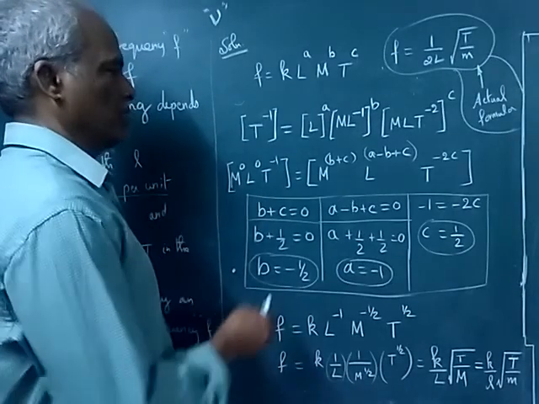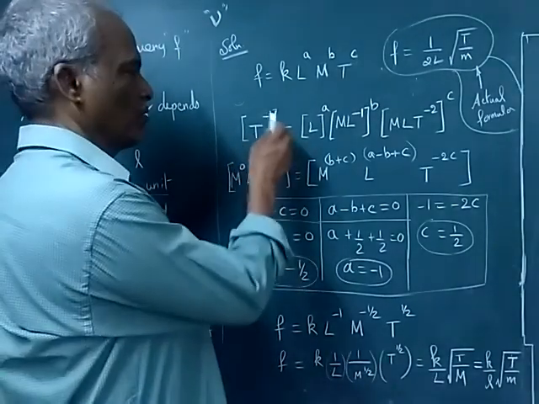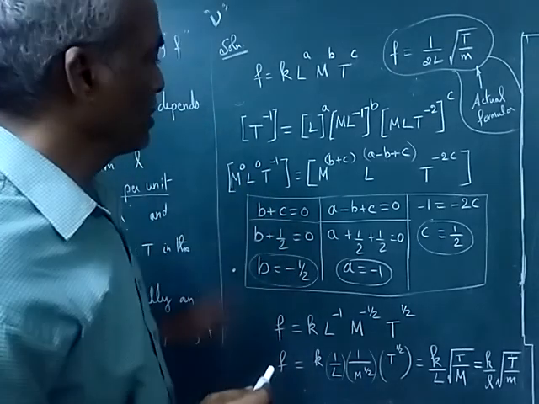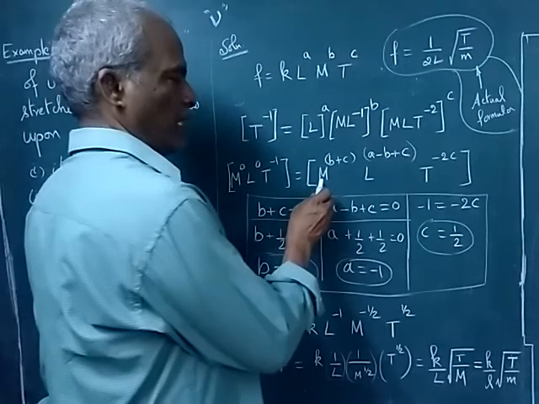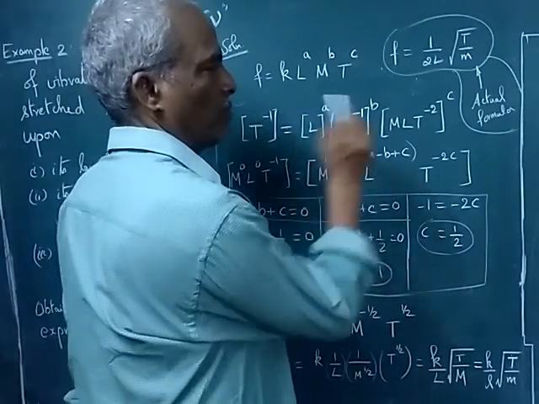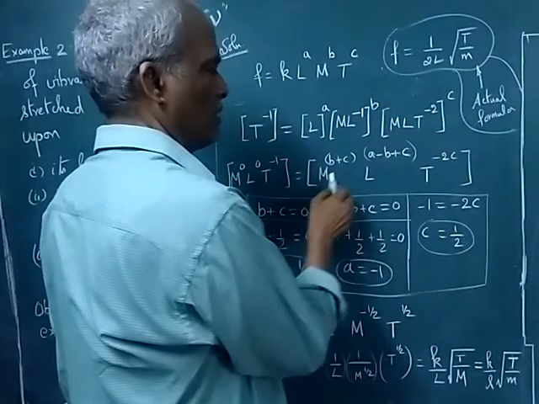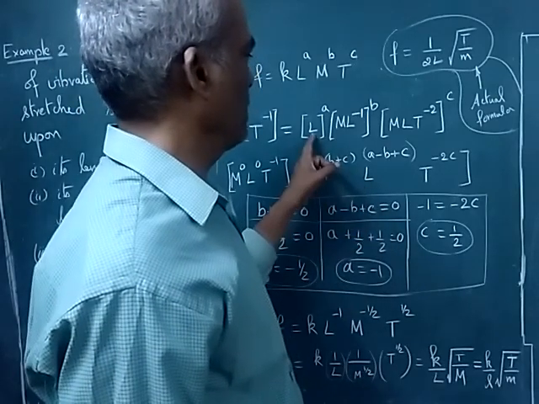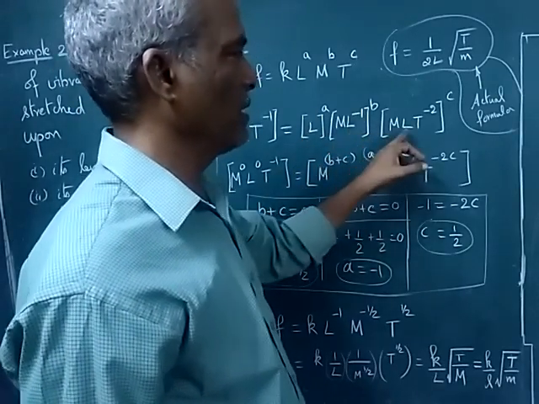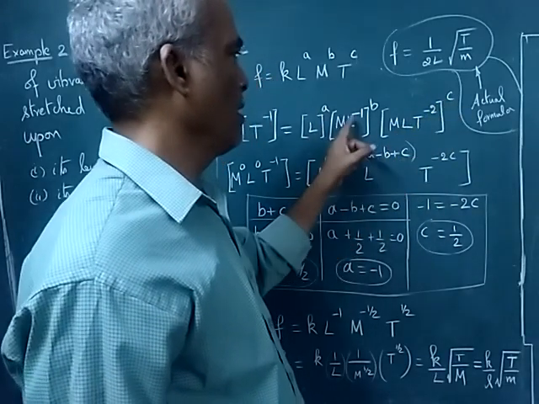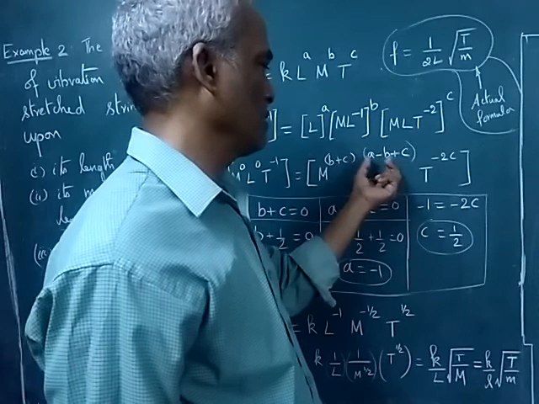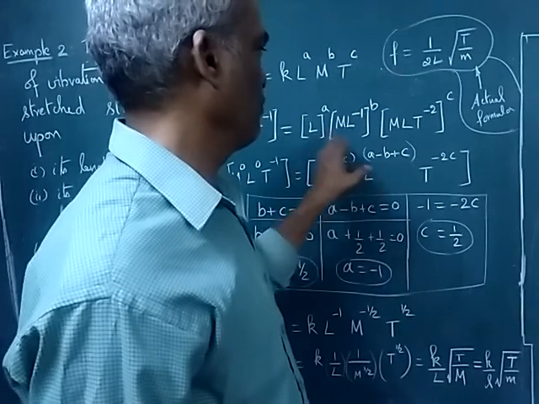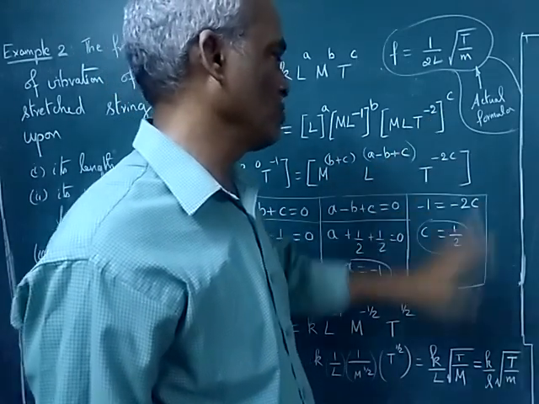So now we will equate. On the left hand side we have only t power minus 1. Therefore m power is 0, L power is 0. Now we will compare. First we will take m. Here power is b, m power b. Here c and m, so m power c. So we can write m power b plus c. Next is L. L power a. Here L power minus b. Here L power c. So you can write L power a minus b plus c. And finally time. t power minus 2 into c is minus 2c.